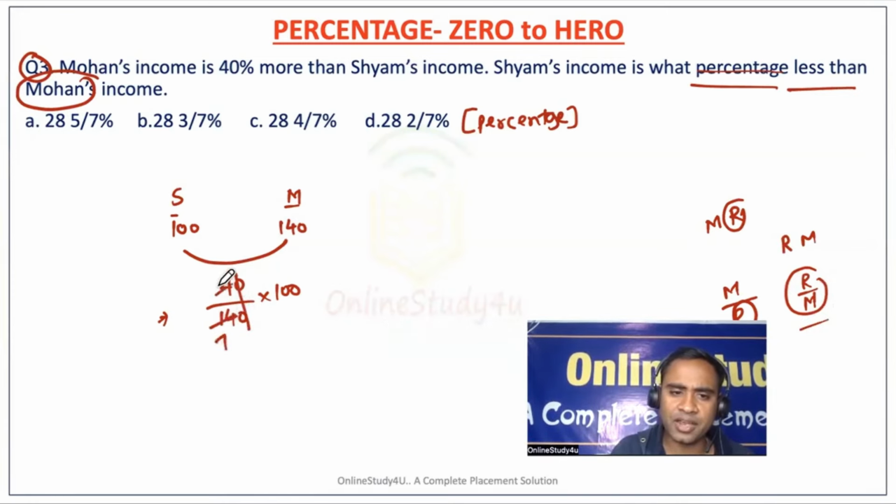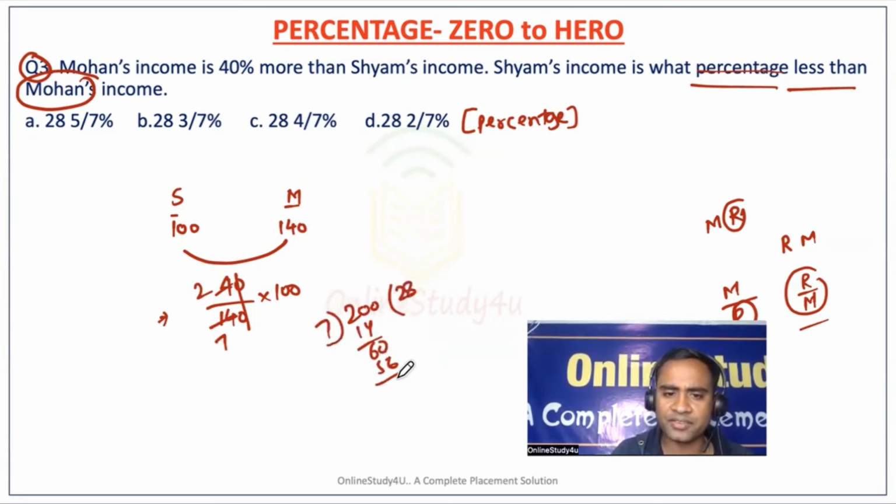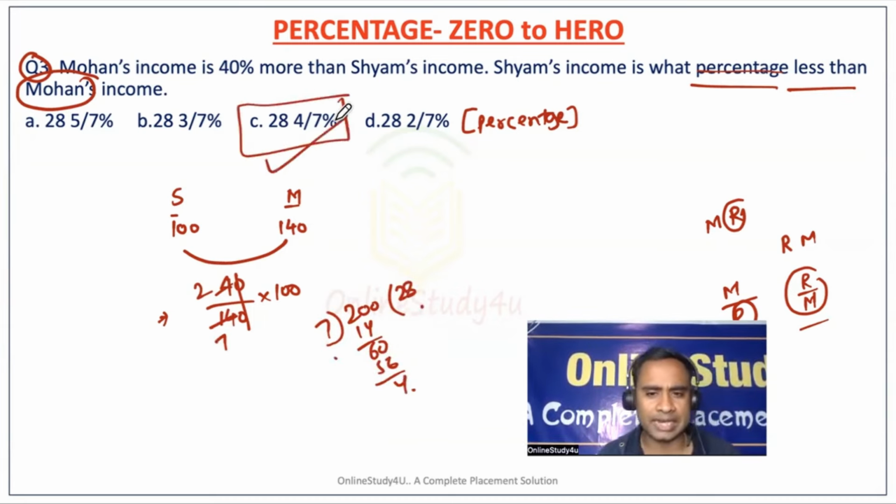So 2 7s and 2 2s. So 207 times. So 7 2s are 14 and 7 8s are 56. So 2847. Option C will be the correct answer, right?